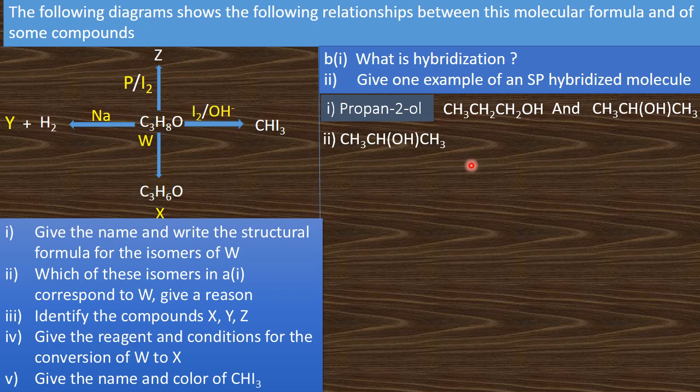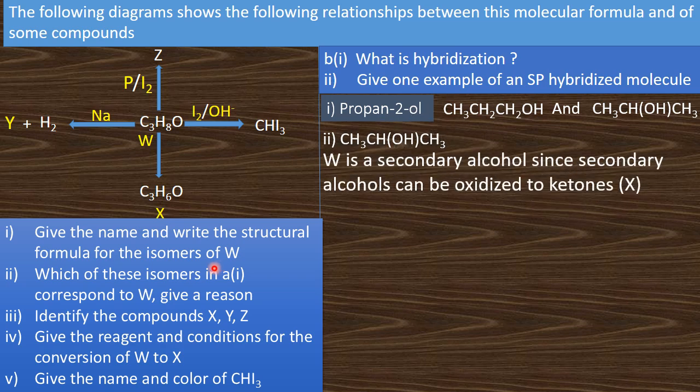And the question is also saying that we should give the isomers of that, with a reason. So friends, the reason is that W is a secondary alcohol, since secondary alcohols, as you all know, can be oxidized to ketones. And the ketone we are talking about here is X. You can try it out, and you will see that it is a ketone and W is a secondary alcohol. Then friends, the next question wants us to identify X, Y, and Z.